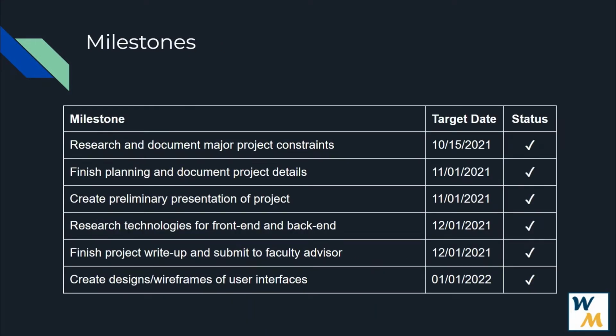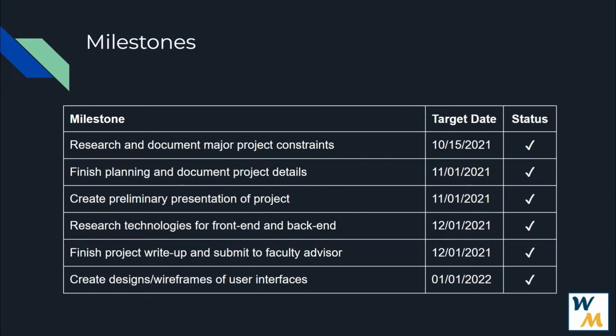At the beginning of this year, as we started this project, we sat down and listed out some milestones that we wanted to accomplish, along with some target dates that we wanted to finish them by. We began working on the project by researching project constraints, and then moved into finishing up planning and documenting what the project would be involved with.